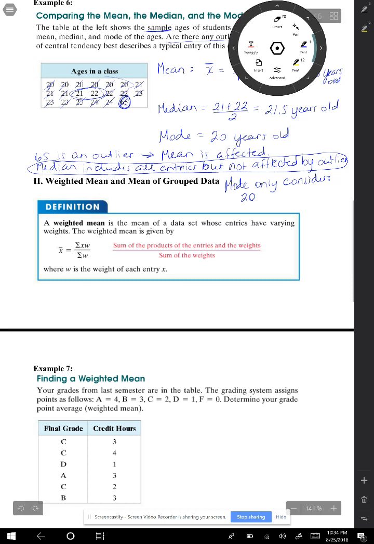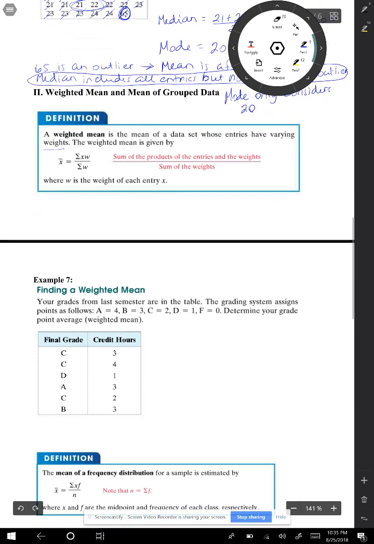So a weighted mean is the mean of a data set whose entries have varying weights. So some of the entries carry more weight than the others. And the way you're going to do this is you're going to do the sum of the products of the entries and the weights. So you're going to multiply each entry by its weight, and then you're going to divide by the sum of the weights. And W stands for the weight. So to make that a little clearer, we'll look at an example.